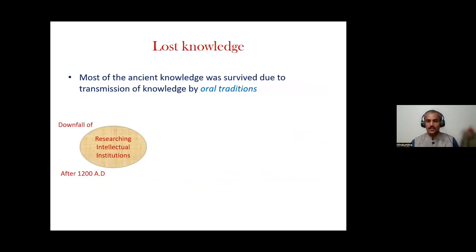And most of the ancient knowledge survived due to the oral tradition. Though they destroyed the universities and burned the libraries, they couldn't take the oral tradition from the people's memory. Around the 12th century, the universities across India were destroyed. The gurus were being killed, the students driven out, and the learning institutions destroyed. But due to the oral traditions and the customs at home, that knowledge survived.